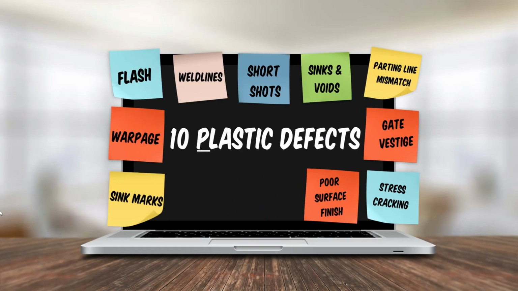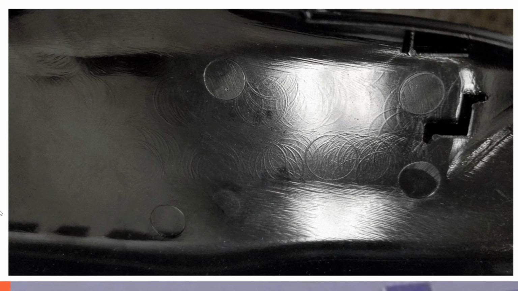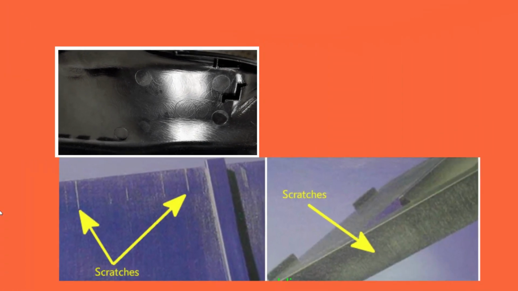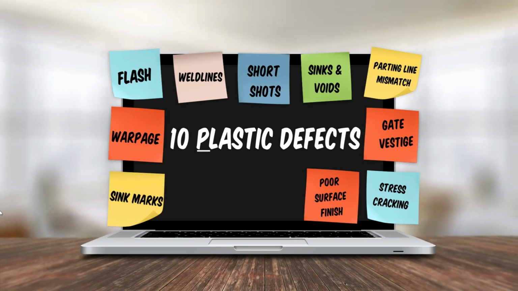10. Poor surface finish. Poor surface finish can include scratches, blemishes, or rough texture on the plastic part. Pay attention to mold polishing, use appropriate mold release agents, and ensure proper molding conditions to achieve desired surface finish.